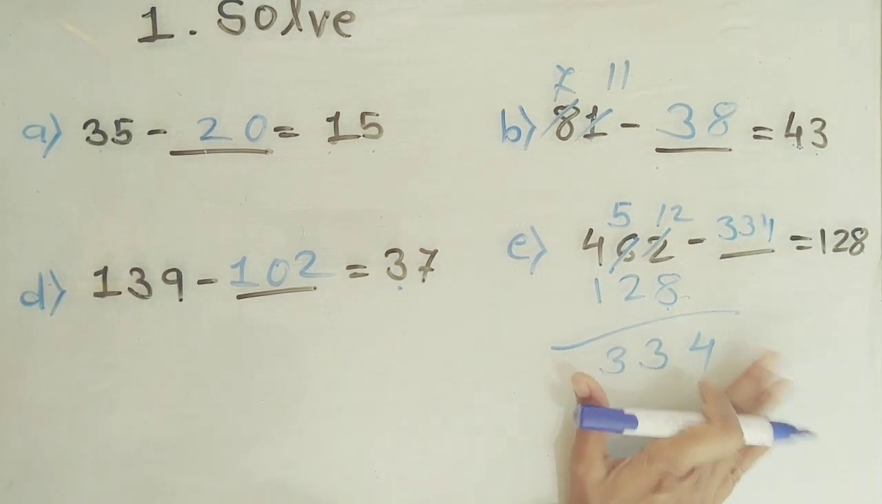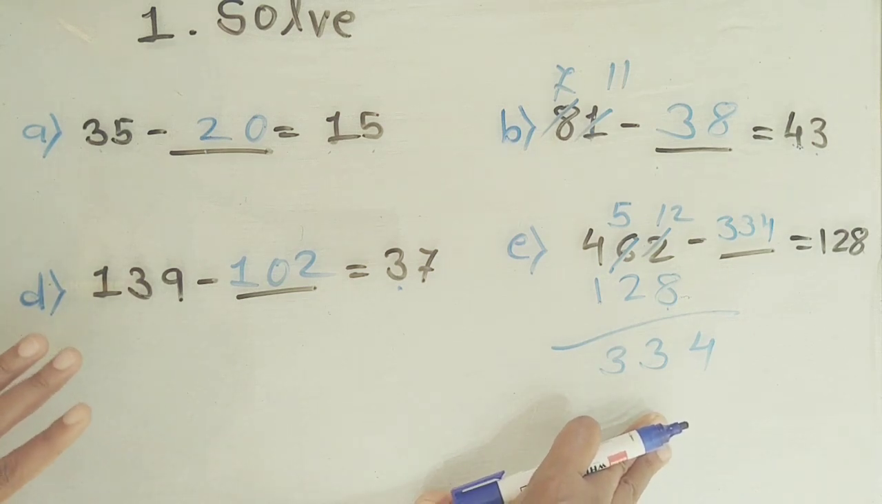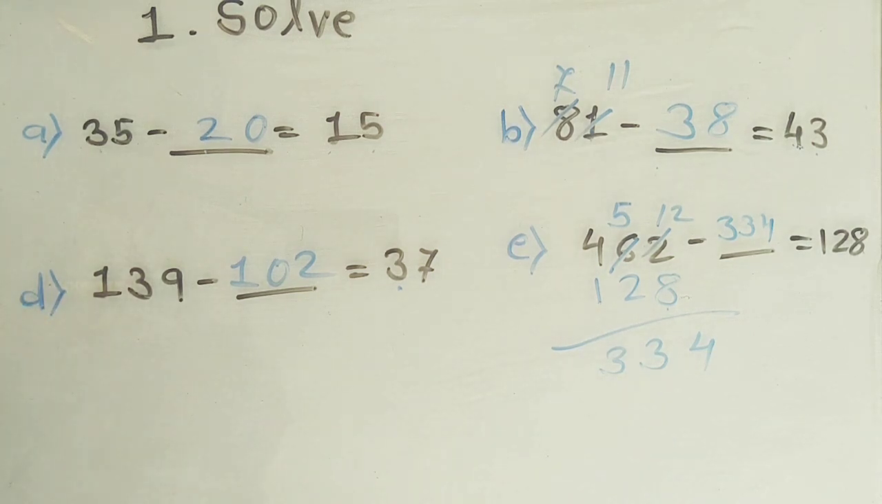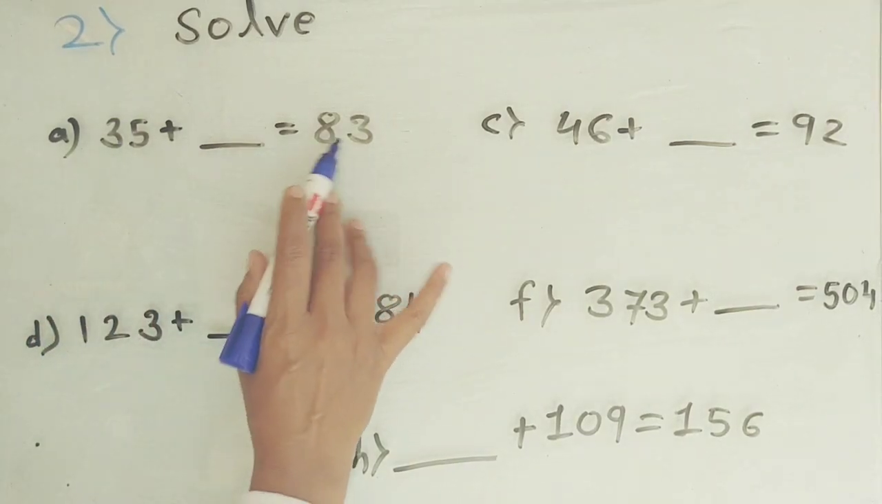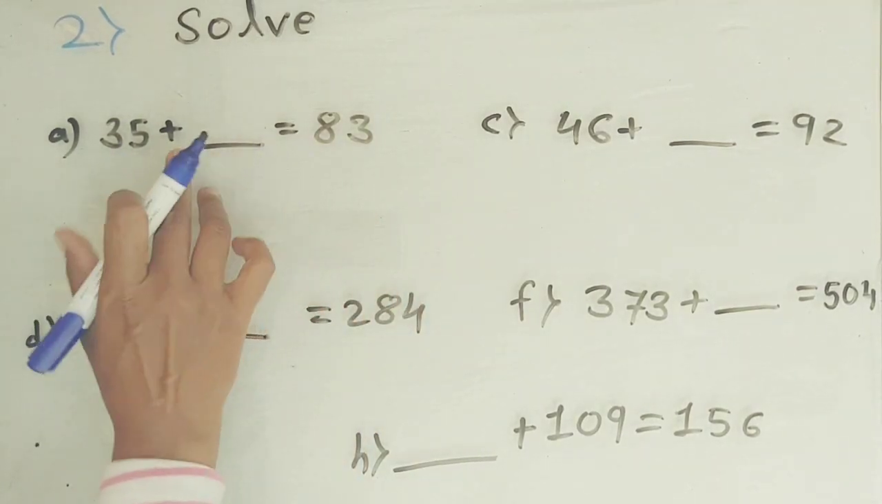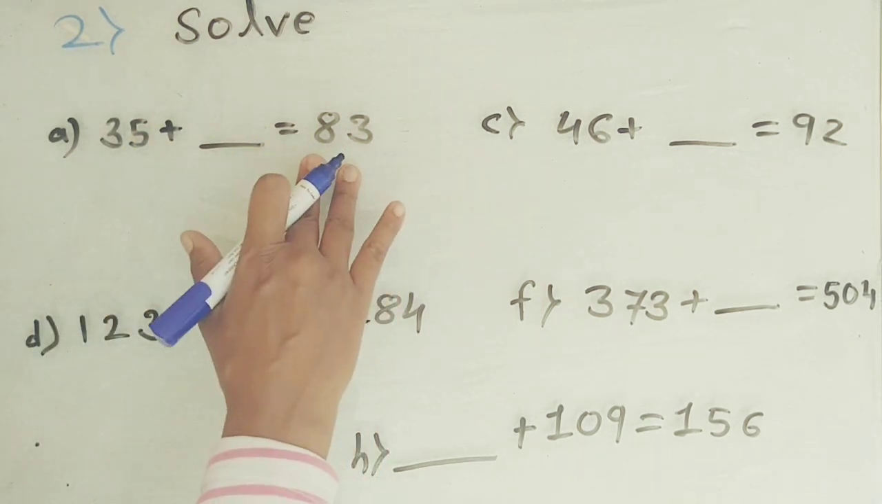Like this only we can solve such types of problems. I have solved the 4 problems. Now let's see the second question. 35 plus what equals 83. What should we add to 35 so that we get 83?